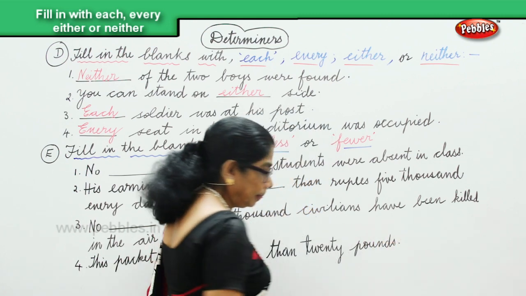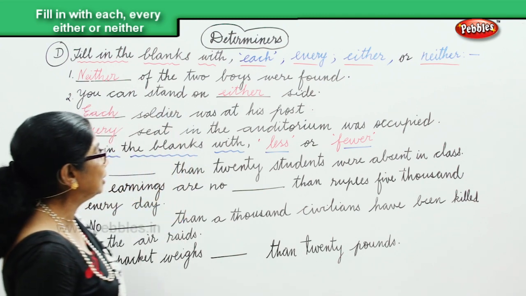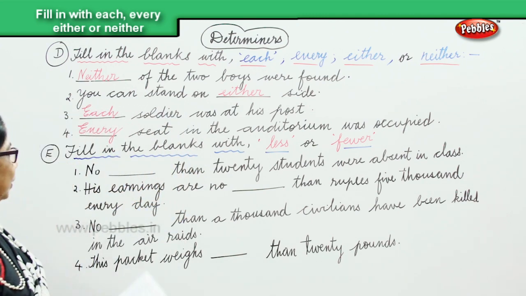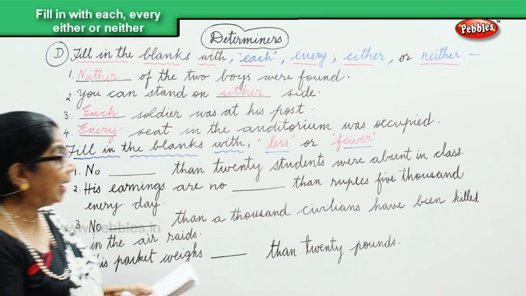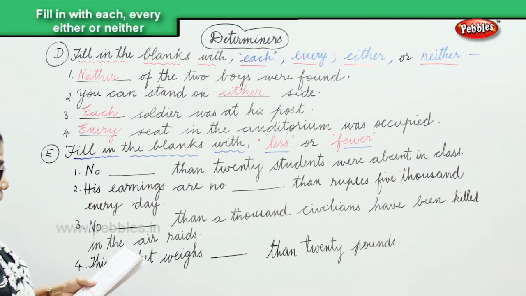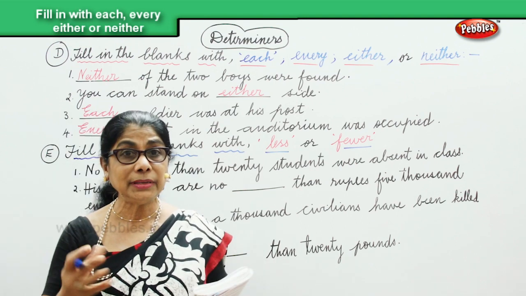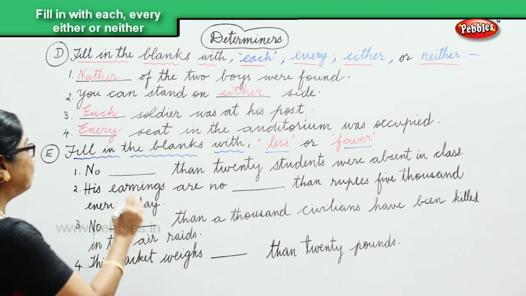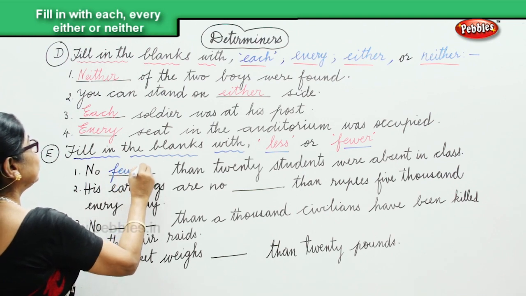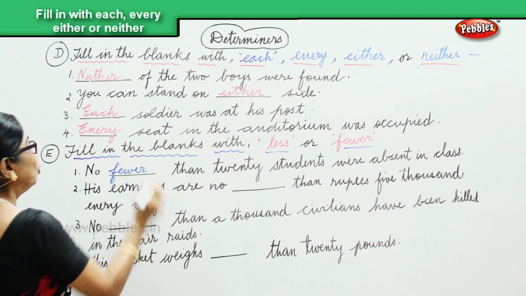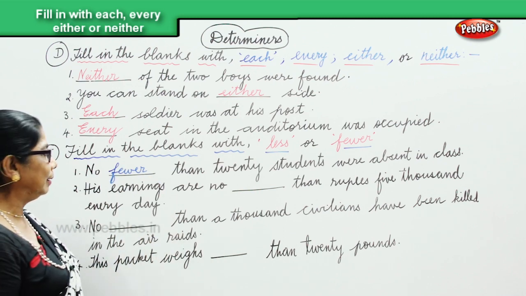So I have the four sentences for you, and now let's fill in with the determiners less and fewer. No dash than 20 students were absent in class. No fewer than. What is the meaning of fewer? Fewer means number. We are talking about number. So no fewer than 20 students were absent in class.